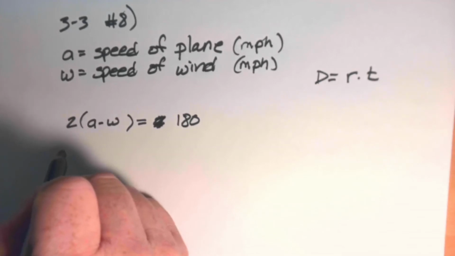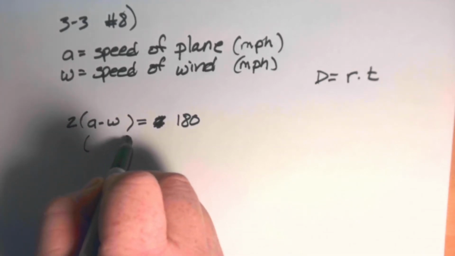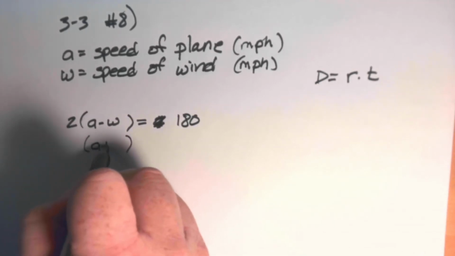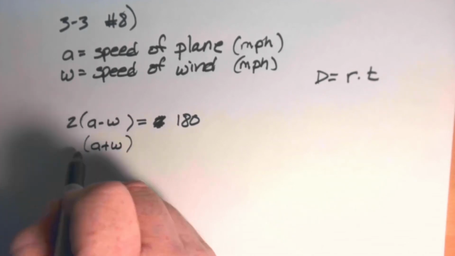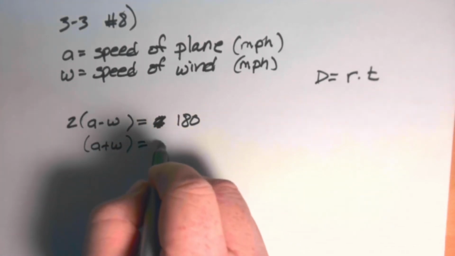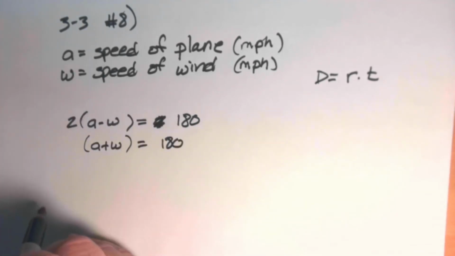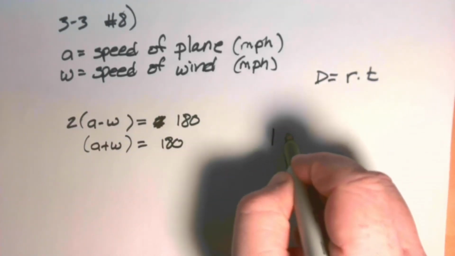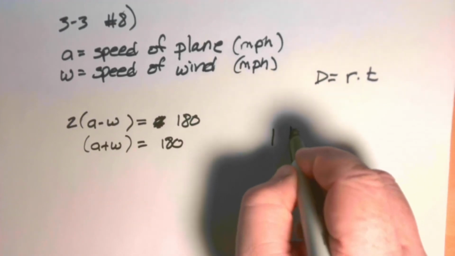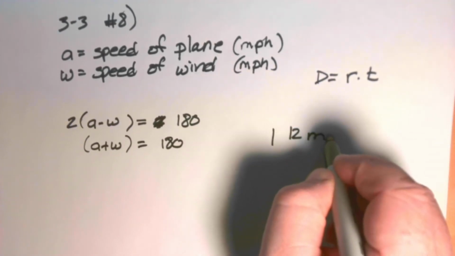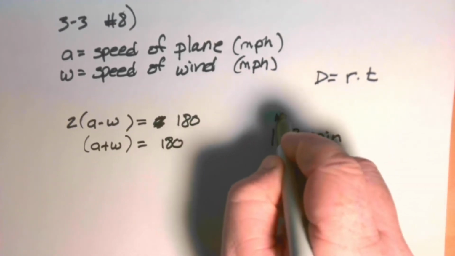So we know that when he's going back, he's flying with the wind. So that means the wind is increasing his speed. He's still going to go 180 miles, but this time the time is the thing that changes. And we know that it's 1 hour and 12 minutes.